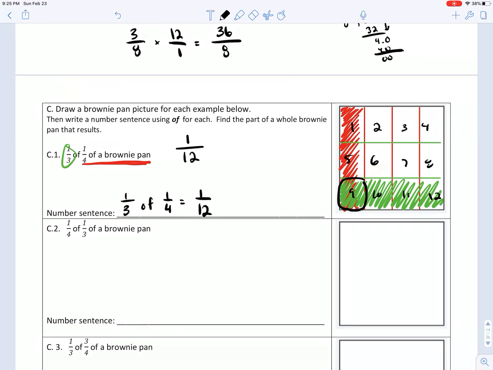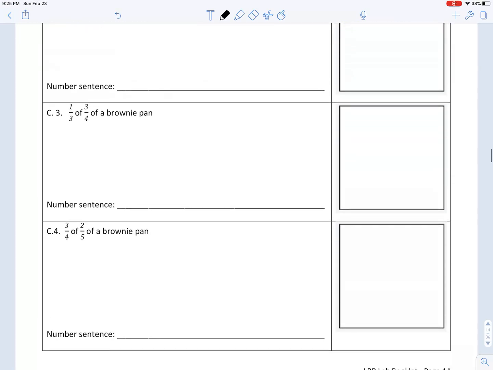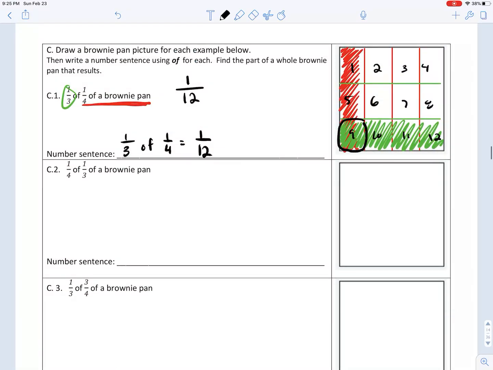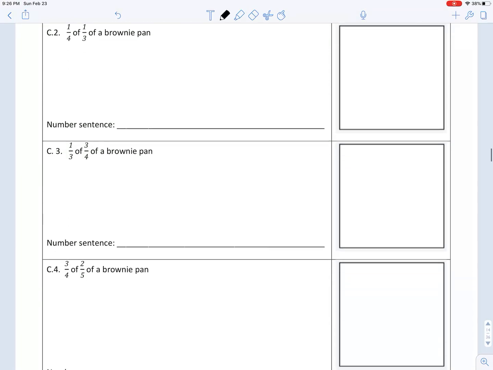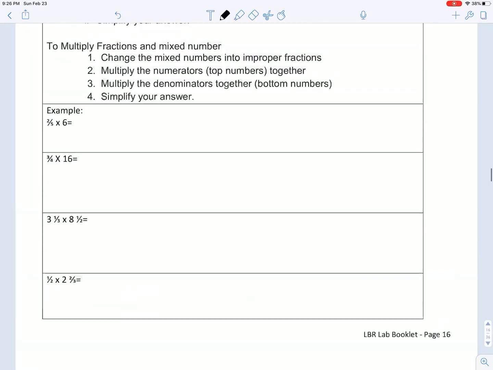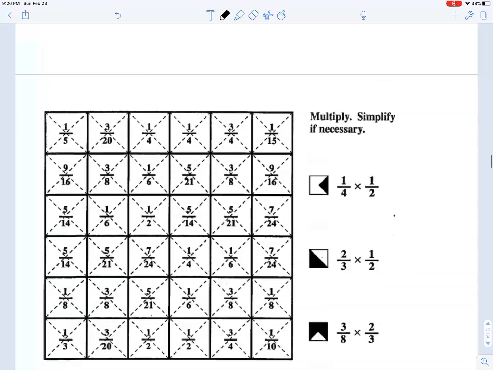Sound good? How are we feeling? I know I can't hear you, but I hope you're feeling good, okay? So go ahead and try the rest of these brownie pans on your own. The answers we'll go over next class. They'll also be posted on MyConnect in case you would like a preview or sneak peek before, okay? All right, so go ahead and try those on your own. And then I will meet you on page 16.